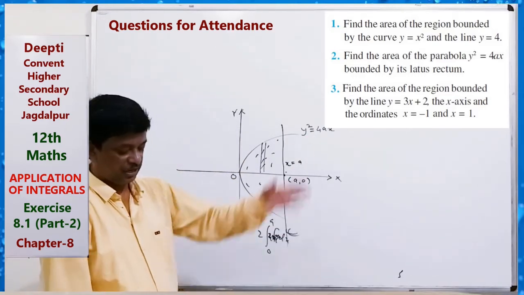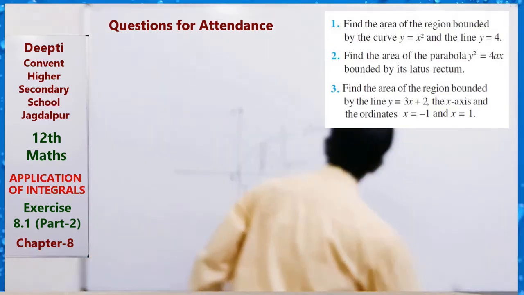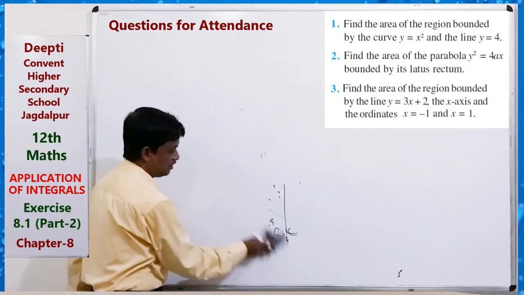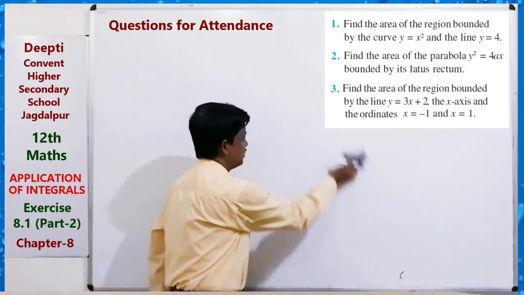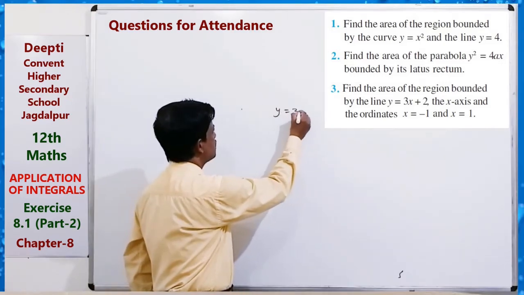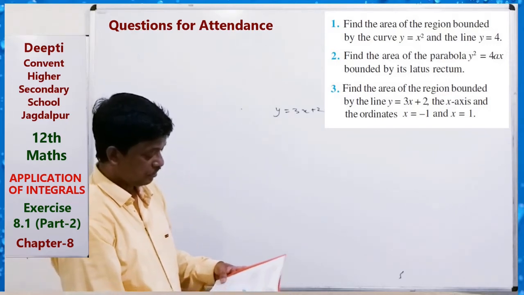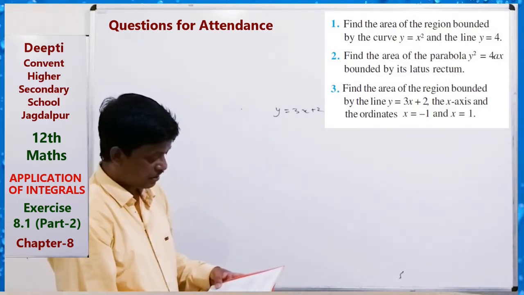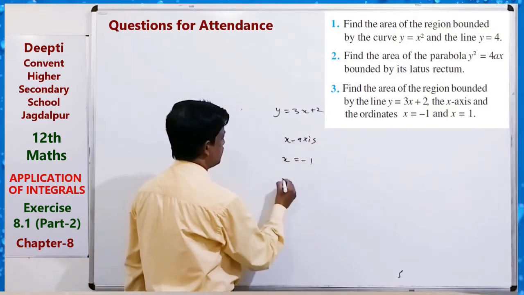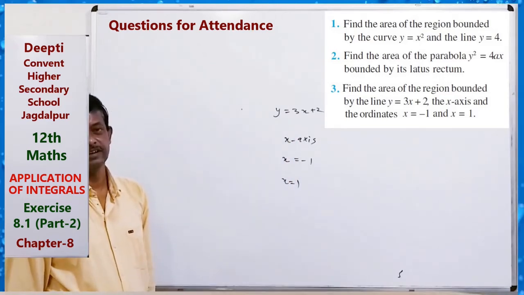Clear? Now third question. Find the area of the region bounded by the line y equal to 3x plus 2. For the third question, this is the hint. These 3 questions are for your attendance. So the question is: y equals 3x plus 2, this is a line, and another, given x-axis, x equals to minus 1, x equals to plus 1. These are 4 things, and we have to find the area.